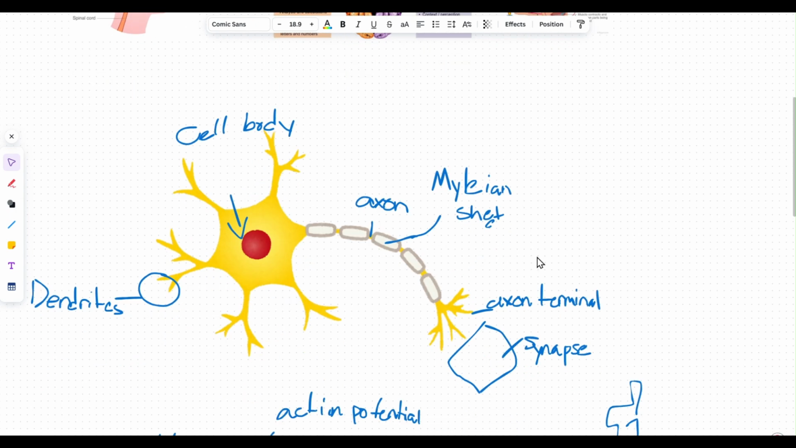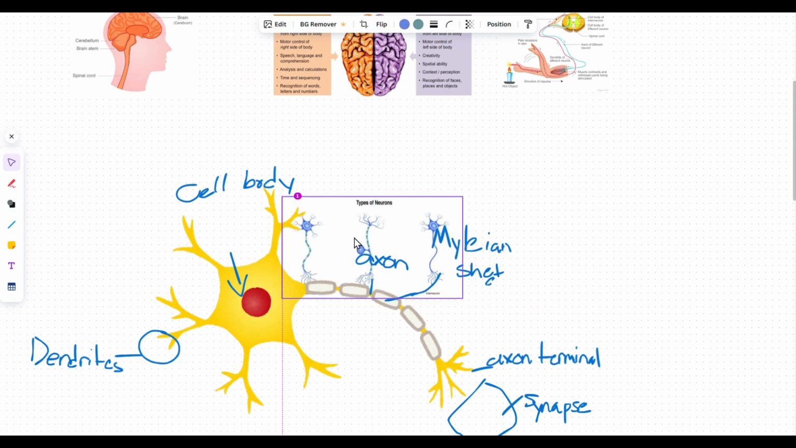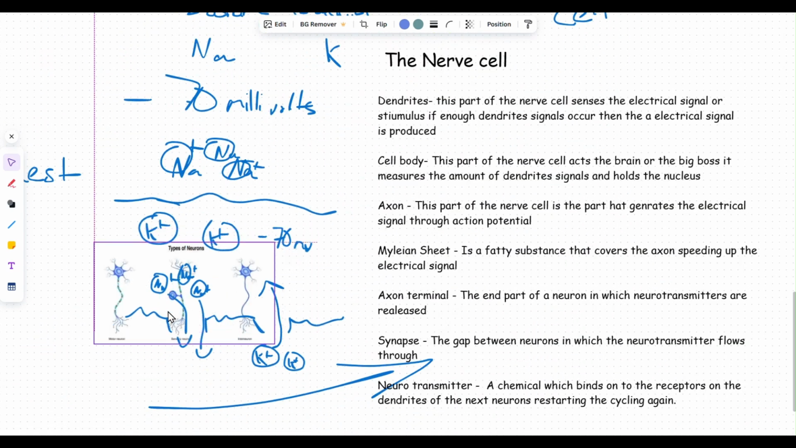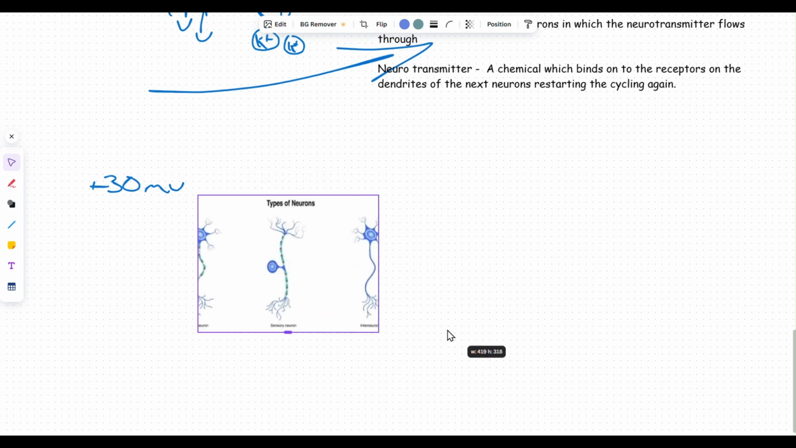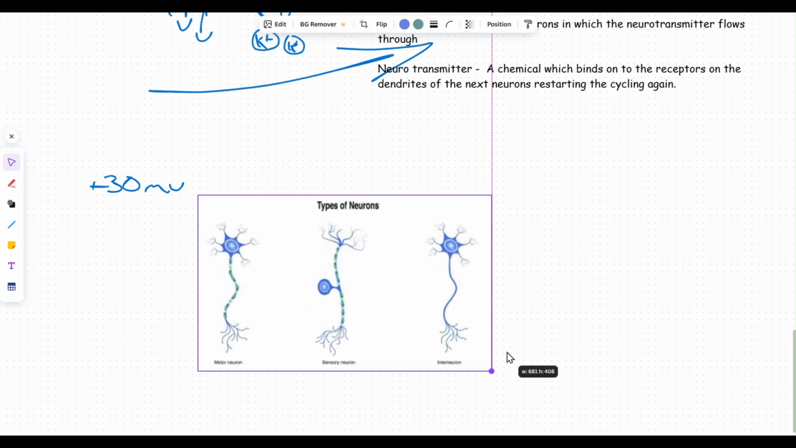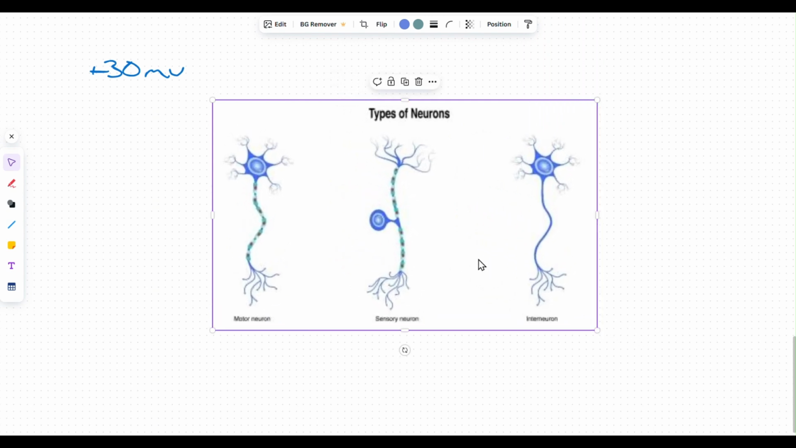Now, it gets even more interesting. There are different types of neurons: sensory neurons, interneurons, and motor neurons. And they each play a different role. Let's take a look. As you can see, it looks quite different.